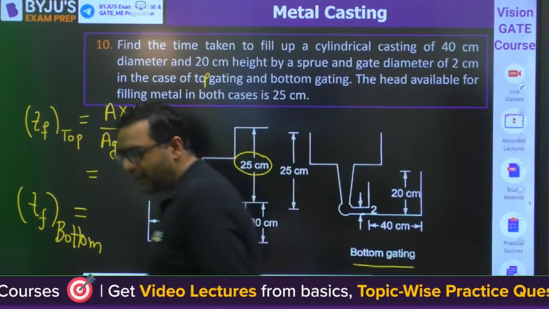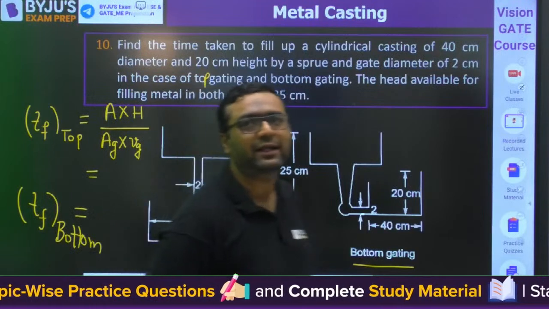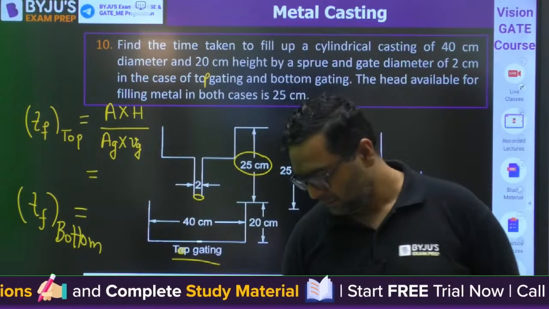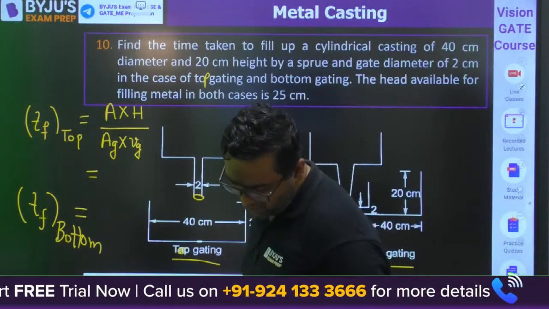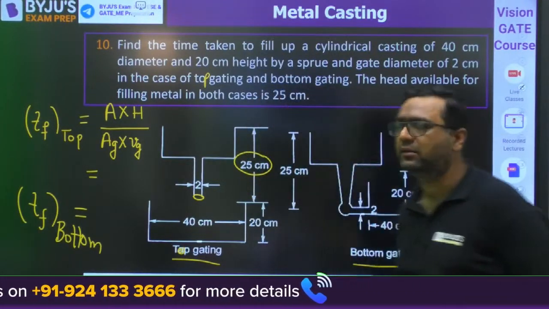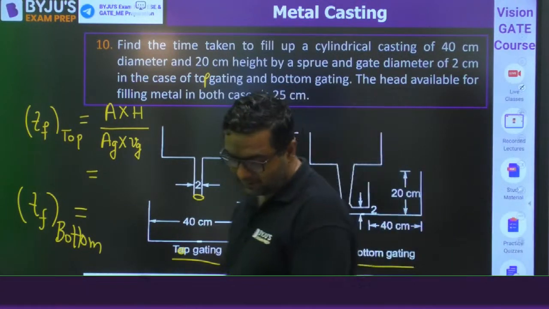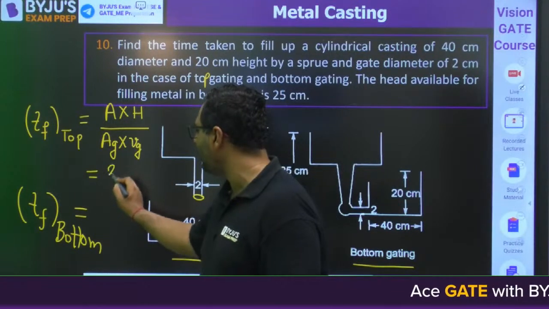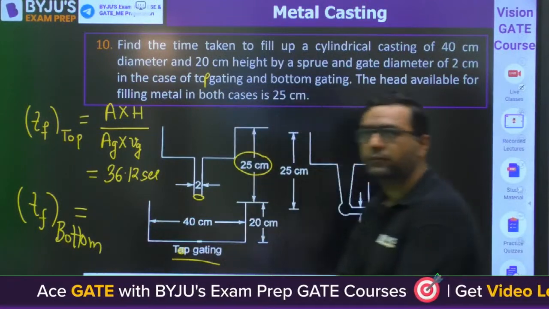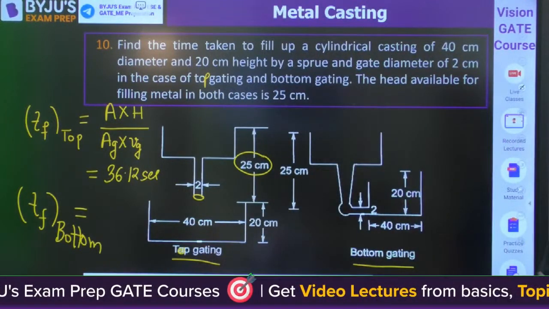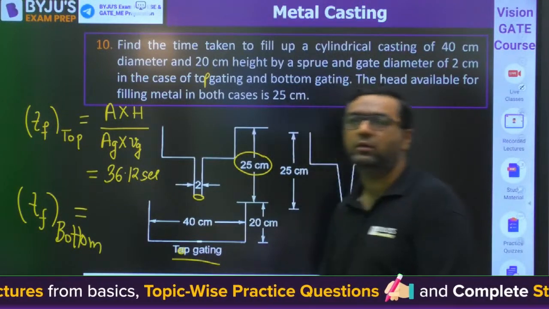In GATE, till date, whenever they give you the question, they frame it in such a way that you get the answer as double. So I have changed the question to check your concepts, and I feel the answer given by Utkarsh is correct. For the top gating system, it is 36.12 seconds. It is very much correct. Bottom is 49.9. That is also correct. Very good, Utkarsh, wonderful.